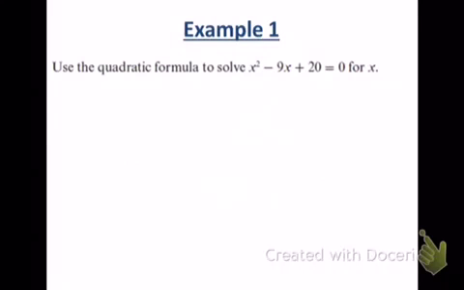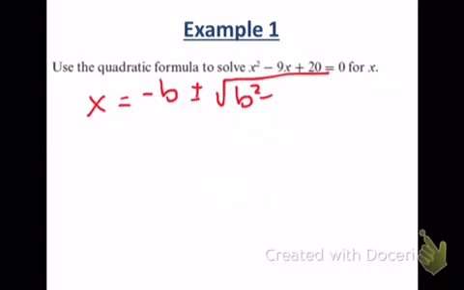Right, I promise. Now, x squared minus 9x plus 20 equals 0. We're going to solve this using the quadratic formula. Now, every time you use the quadratic formula, plus or minus the square root of b squared minus 4ac all over 2a, you should be writing and not watching.